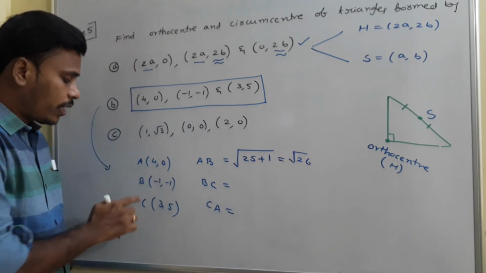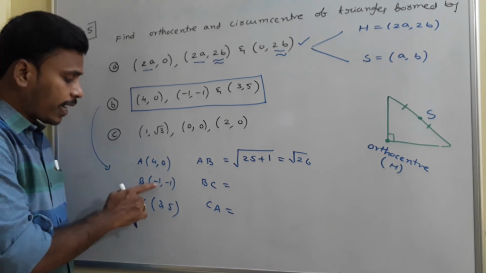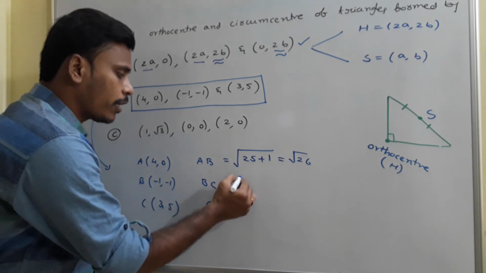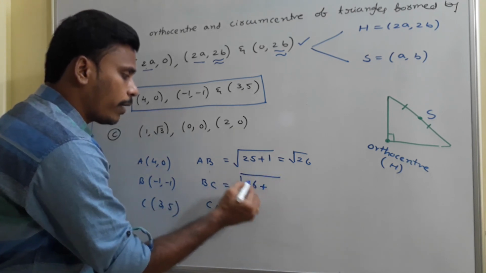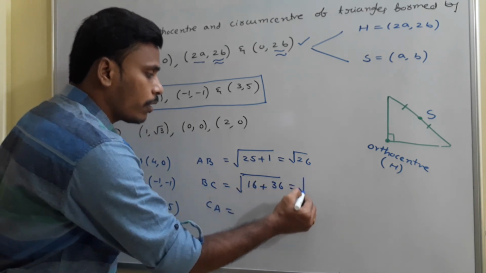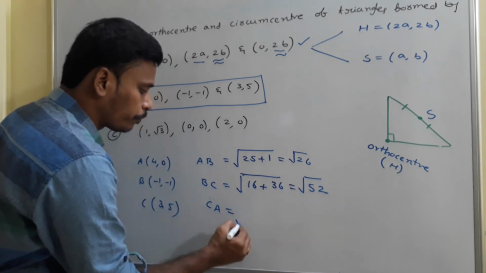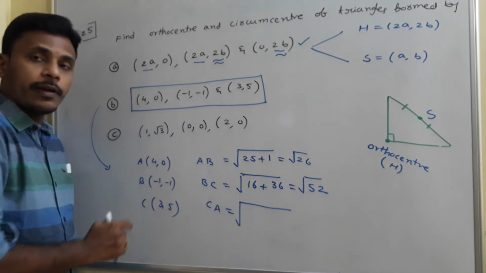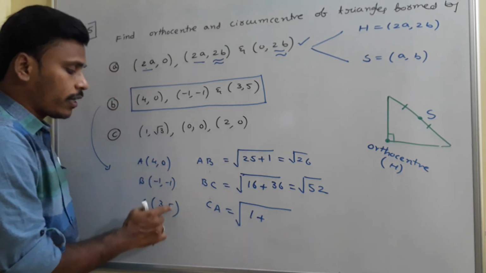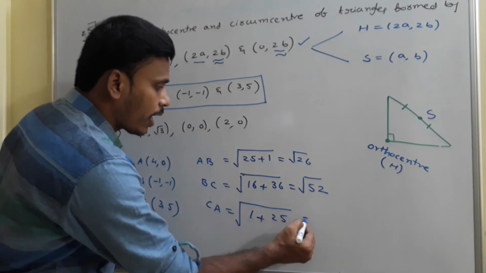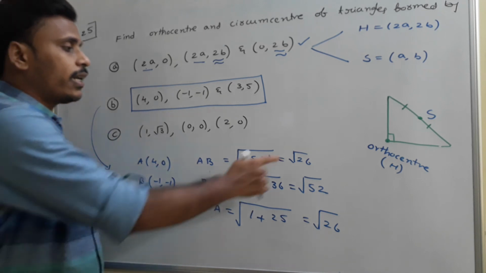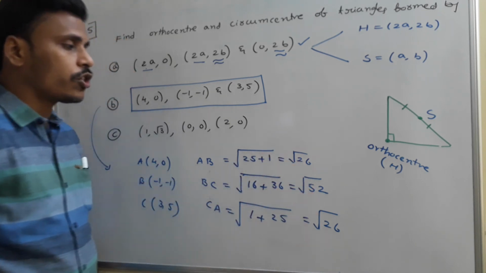Now BC, the distance between these two points B and C. Again x2 minus x1: 3 minus of minus 1, 3 plus 1, 4 squared is 16, plus 5 minus of minus 1, 5 plus 1, 6 squared is 36. So this is square root of 52. Now the distance between C and A: 4 minus 3 is 1, 1 squared is 1, 0 minus 5 squared is 25, which is square root of 26. Just observe the side lengths. This is root 26, this is root 52, this is root 26.